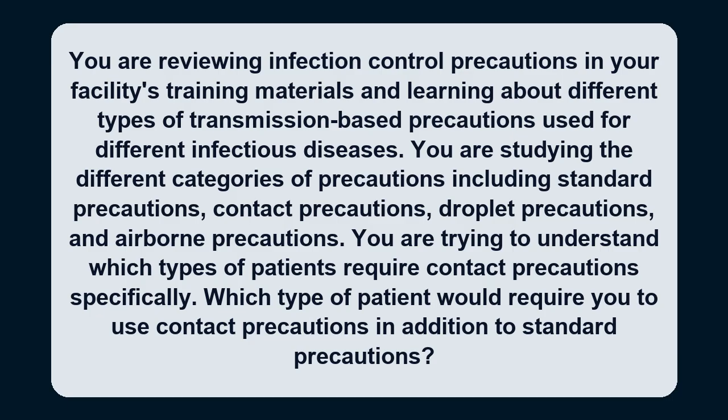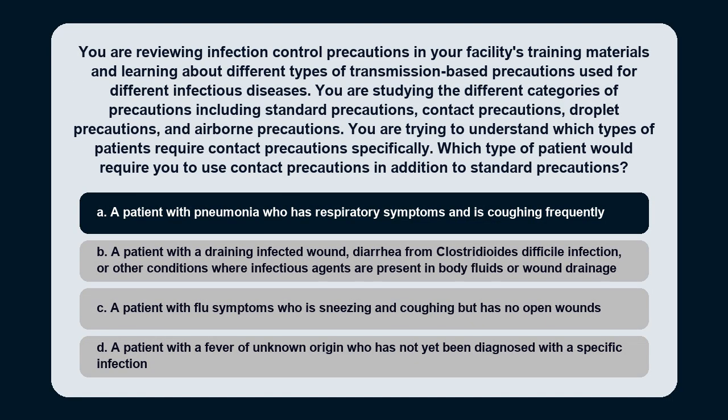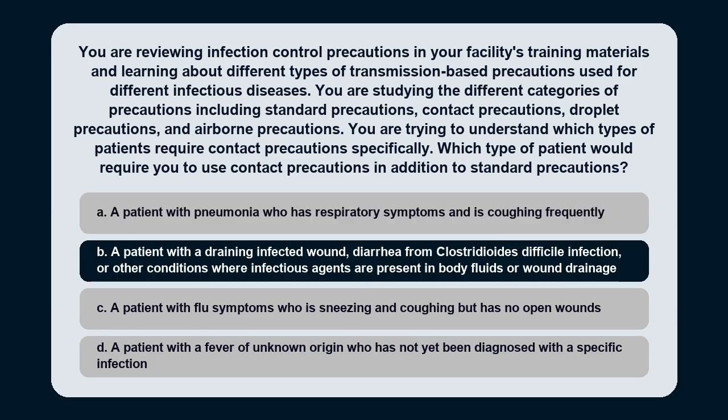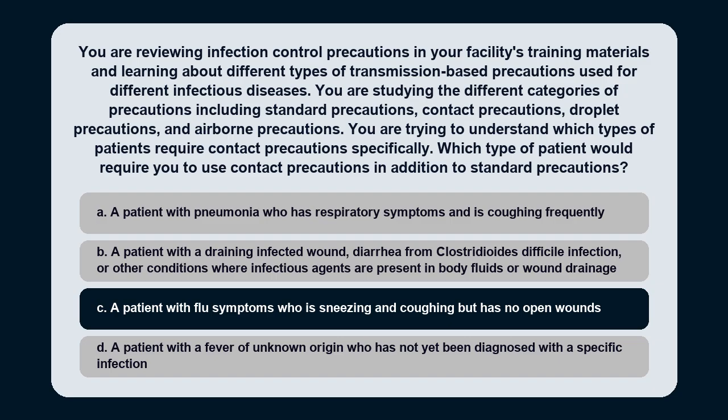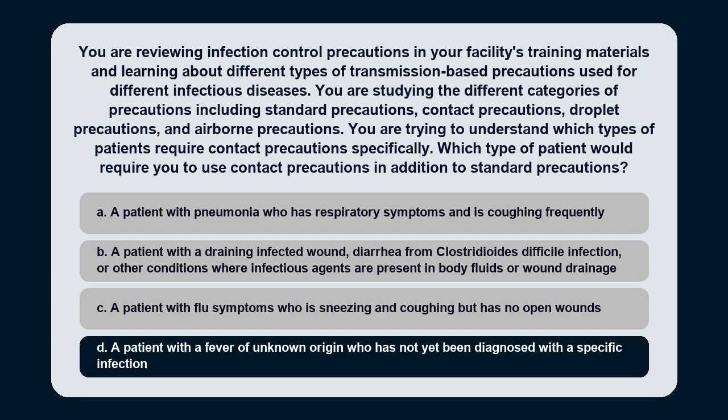Which type of patient would require you to use contact precautions in addition to standard precautions? Option A. A patient with pneumonia who has respiratory symptoms and is coughing frequently. Option B. A patient with a draining infected wound, diarrhea from Clostridioides difficile infection, or other conditions where infectious agents are present in body fluids or wound drainage. Option C. A patient with flu symptoms who is sneezing and coughing but has no open wounds. Option D. A patient with a fever of unknown origin who has not yet been diagnosed with a specific infection.